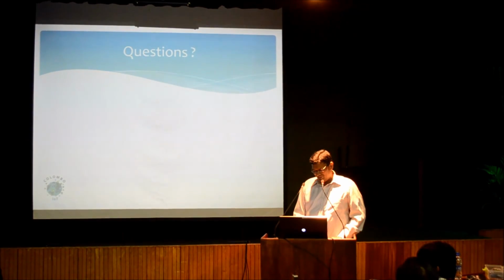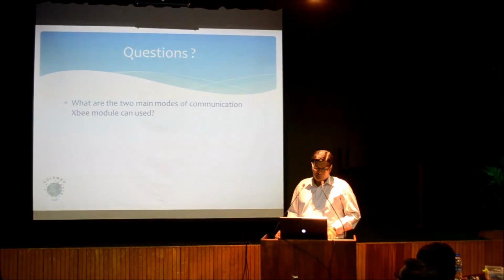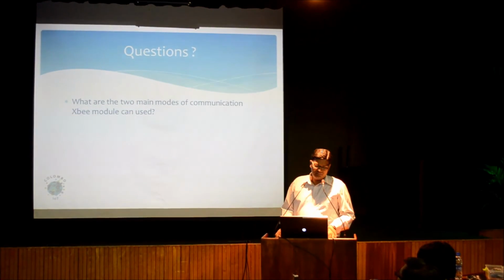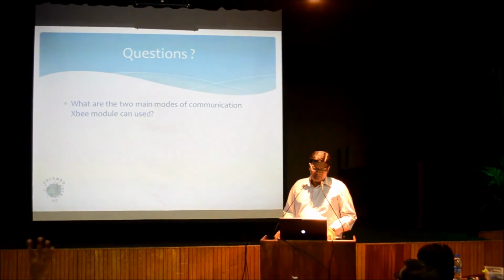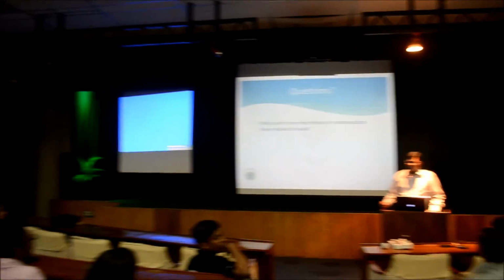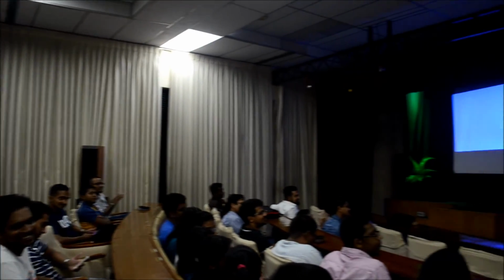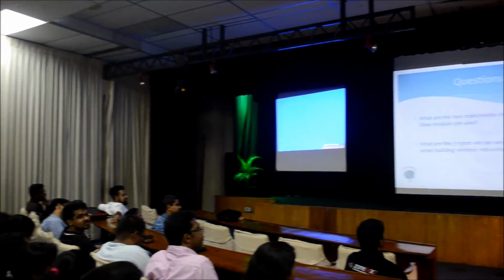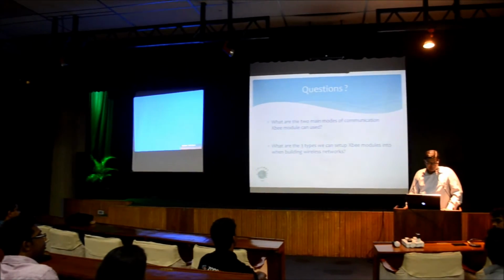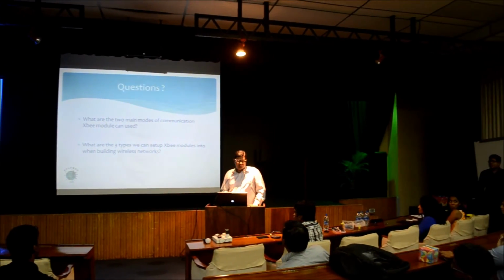I'll quickly go through them. The first question is, what are the 2 main modes of communication XBee modules can use? AT-API. And the next question is, what are the 3 types we can set up XBee modules into when building a wireless network?